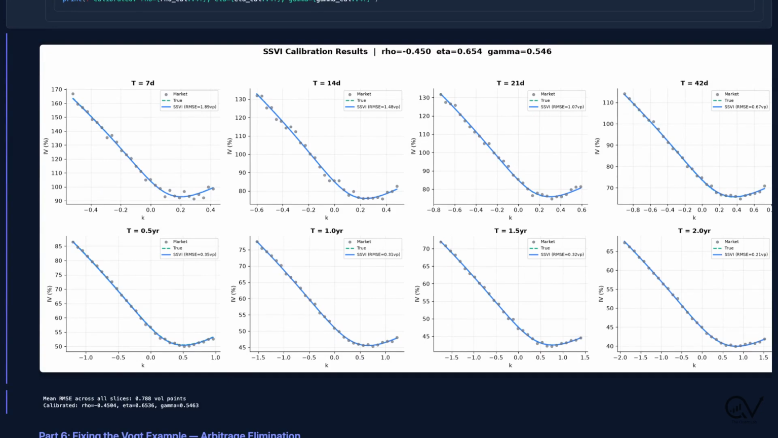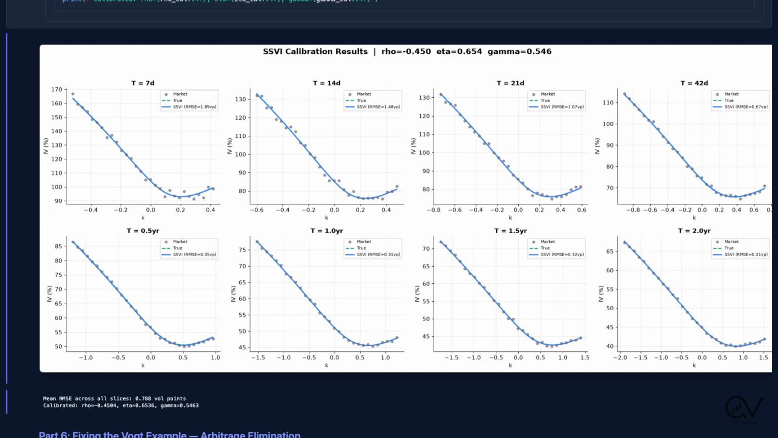Blue lines show the fitted SSVI surface, green dashed lines show the true underlying surface, and gray dots are the noisy market observations. The fitted surface tracks both the true surface and the market observations closely across all 8 expiries. The RMSE values in the legend measure the root mean squared error in volatility points. Values below half a volatility point are well within the typical bid-ask spread for index options.